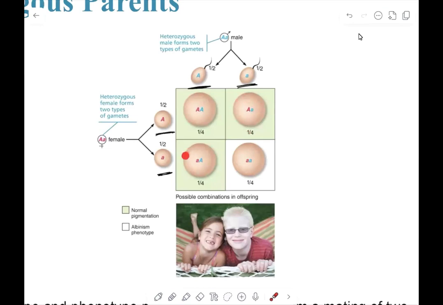This one, the same, would be heterozygous, capital A and lowercase a. It doesn't matter whether you put the capital A first or second. And finally, this one is going to have two lowercase a's. So the person would be recessive and have the albinism phenotype. Remember, the genotype is the letters, but the phenotype is what you physically can see. So the probability is always going to be the same percentages.